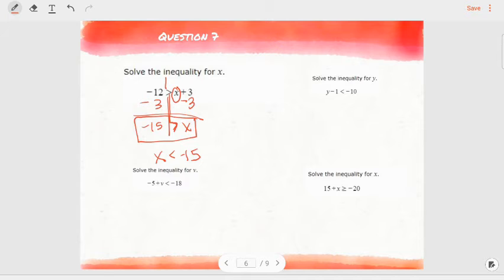Question 2, if I draw my line, here's my variable. How do I get rid of a -1? I add 1. So y is less than -10 plus 1 is -9.